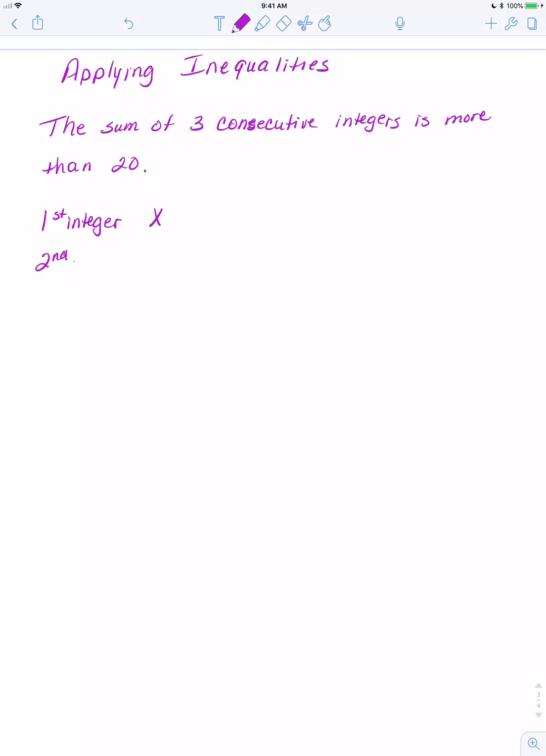Well, then how do I get to the second integer if it's the next one in line, like 10 and then 11? Well, it's going to be x plus 1. My third integer, well, if I had 10, 11, and 12, so the original one would have been 10. In order to get to 12, that's x plus 2. So you see how those go in order. And when it says the sum of them, that means we're going to add them all together. And it should be is more than 20. Well, more than means greater than, right?